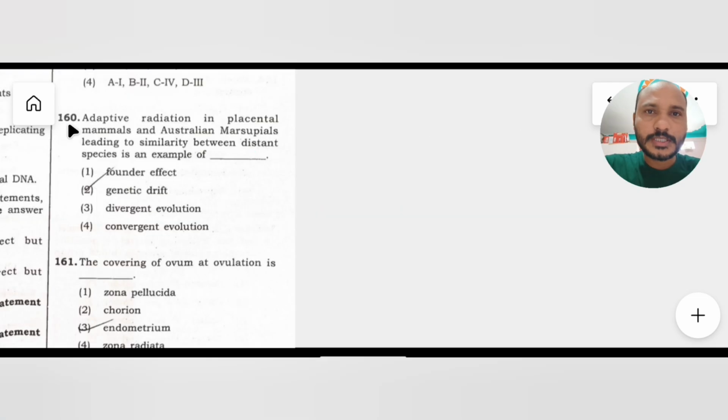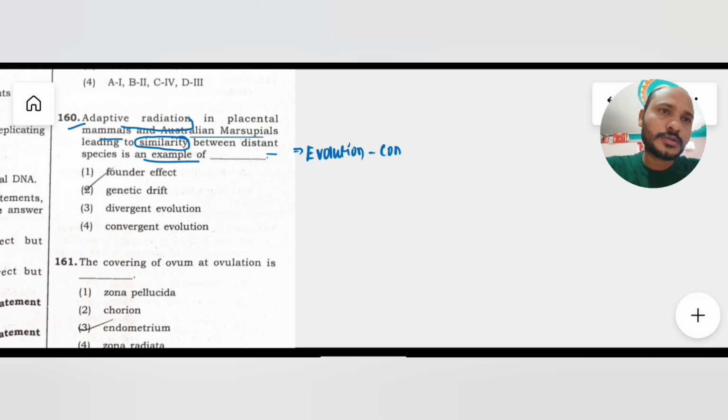So next one, 160, adaptive radiation. Here, adaptive radiation in placental mammals and Australian marsupials, leading to similarity between distant species, is an example of: founder effect, genetic drift, divergent evolution, convergent evolution. First, this question is framed from evolution, which is mainly focused on evolution.